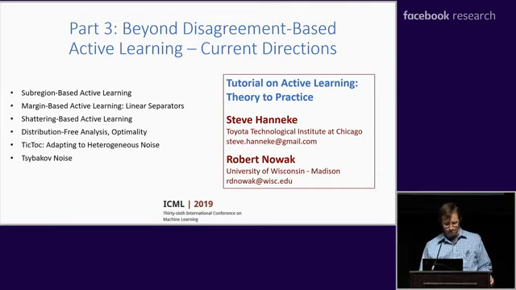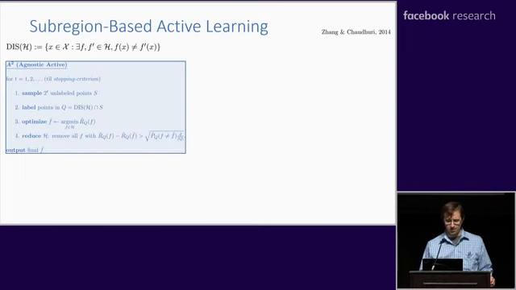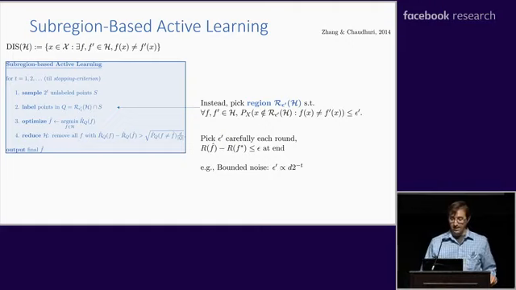I may not get to all these topics, but the first we'll talk about is sub-region-based active learning. This is from Zhang and Chaudhuri, but it builds on a lot of earlier work, and there's a whole line of work on what's called margin-based active learning, which we'll talk about also. Okay, so this is the basic A-squared algorithm that we've just talked about. And the idea in sub-region-based active learning is, instead of taking the whole region of disagreement, let's take a subregion.